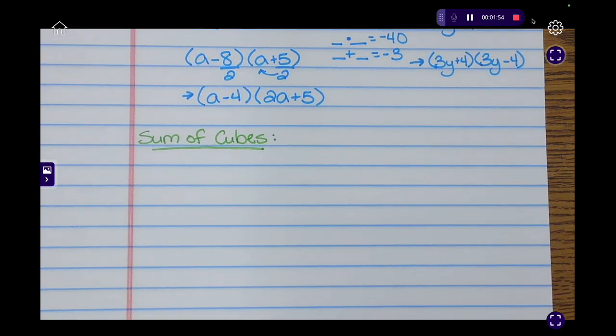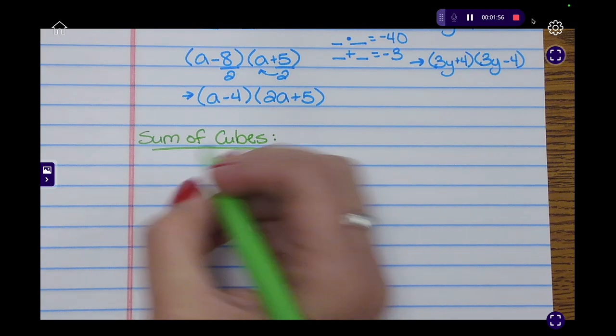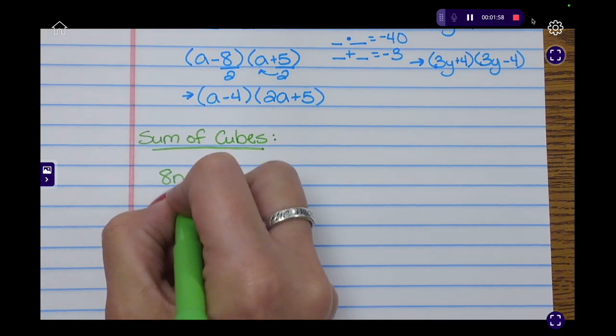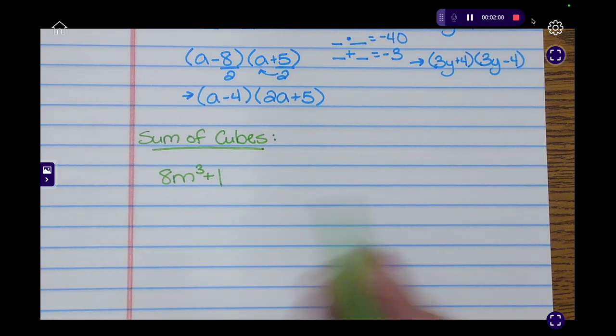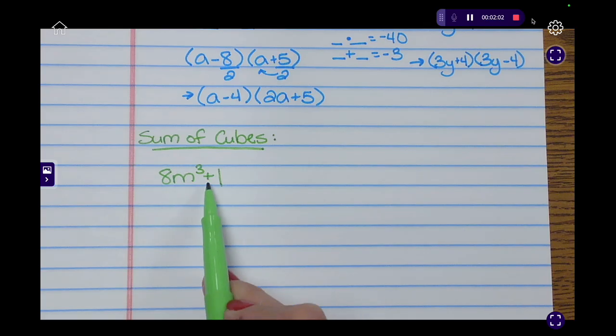Okay, so looking at a sum of cubes, this is what the example is going to look like. It's going to be 8m to the third plus 1. So first of all, sum means to add. Looking at this, I only have two terms, but that degree is 3 because that's the largest exponent. So this would be an example of a sum of cubes.